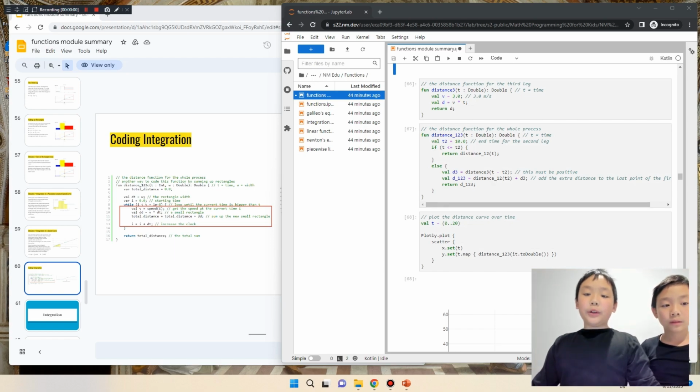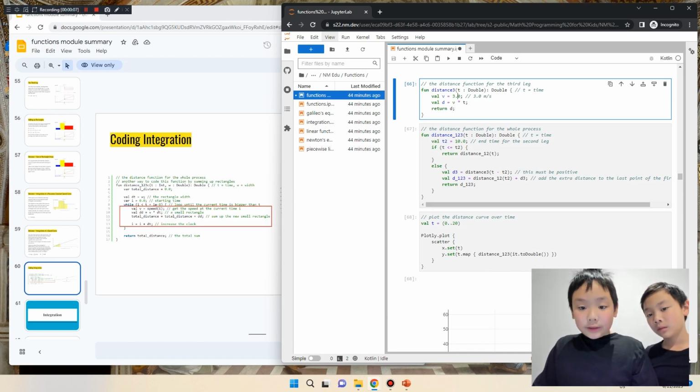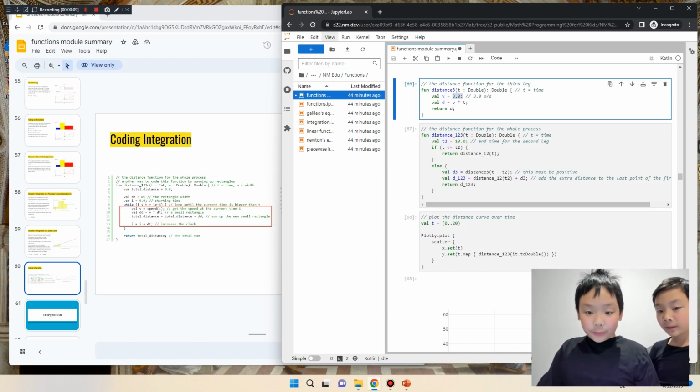So now we move on to the distance 3 function, otherwise known as the length 3 function. So the length 3 function is basically the value of v is equal to 3, and you do v times c, similar to the other one, and you return d.